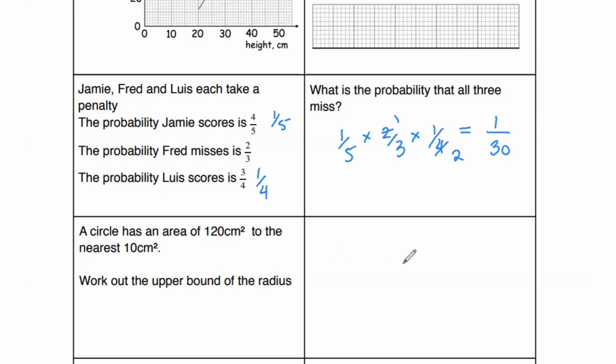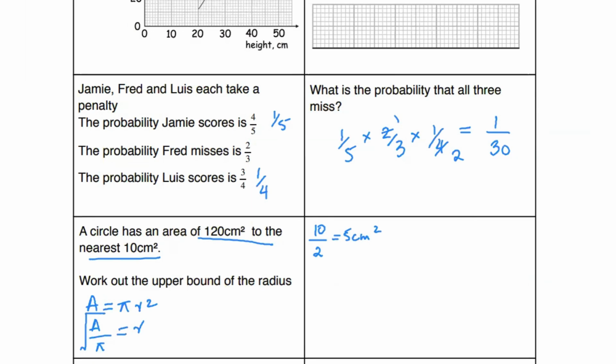Then it says the circle has an area of 120 centimeters squared to the nearest 10 centimeters squared. Work out the upper bound of the radius. So for the upper bound of the radius, first we need to remember that area equals pi r squared for a circle. This area is given correct to the nearest 10 centimeters squared. So whatever is your degree of accuracy, first you need to divide that by 2. So 10 divided by 2 is 5 centimeters squared, which means for the upper bound of the radius, looking over here, radius would be equal to area over pi being square rooted. That is how we find the radius.